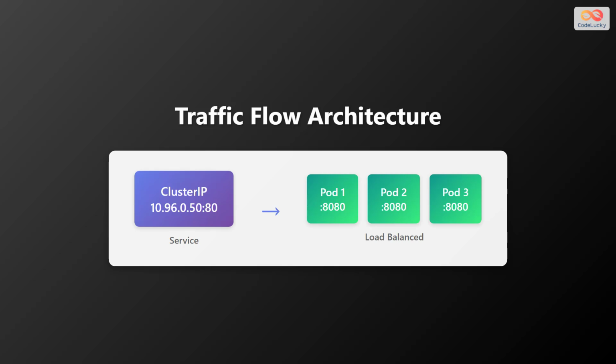Let's visualize how traffic flows through a ClusterIP service. When a ClusterIP service is created, Kubernetes assigns it a virtual IP address from a reserved pool, for example, 10.96.0.50. When other pods send requests to this ClusterIP on port 80, the service automatically balances the traffic across all matching backend pods. Each of these pods listens on port 8080 as defined in the target port field. This architecture ensures that even if pods are scaled up, scaled down, or replaced, the ClusterIP remains constant and traffic continues flowing seamlessly.